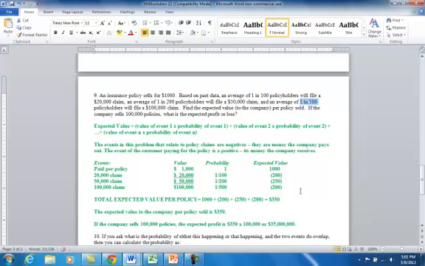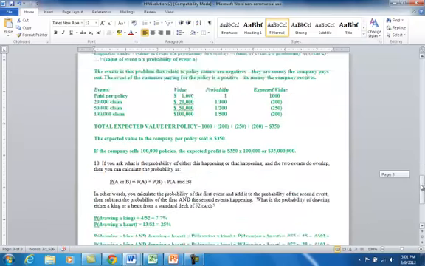So this helps me decide, is this enough? Do I need to have them pay more per policy? Because I don't want this to be nothing. It can't be negative, and I don't have to pay my business expenses. So this is how I decide this stuff. So I say here, if the company sells 100,000 policies, expected profits 350 times 100,000 or $35 million. And that's the answer for number 9.